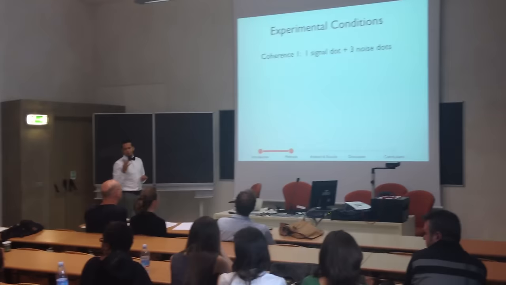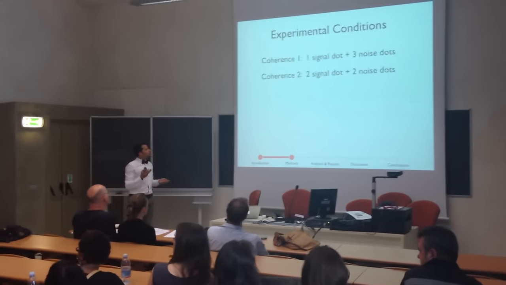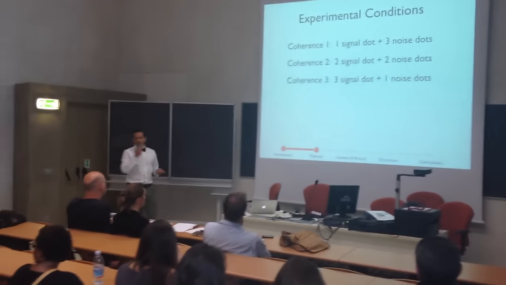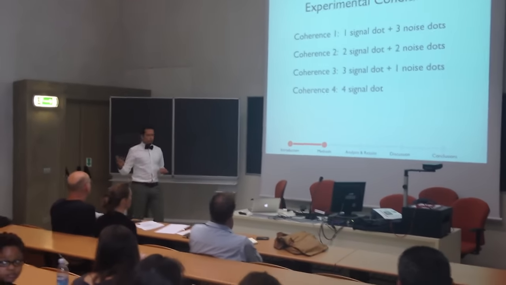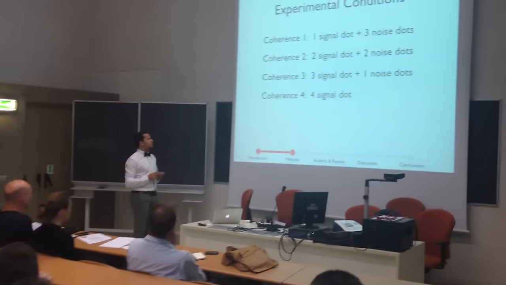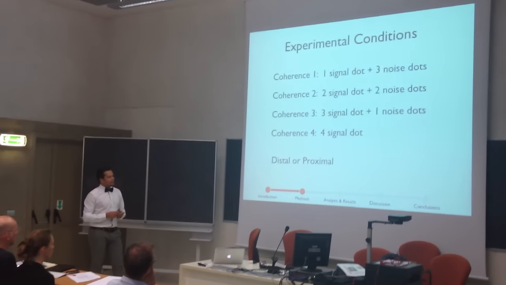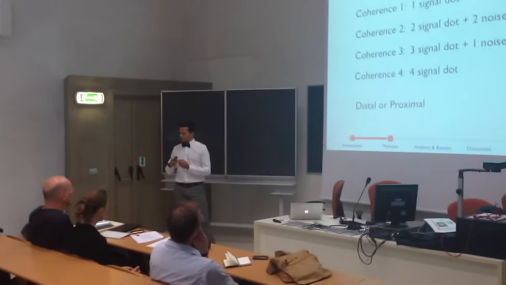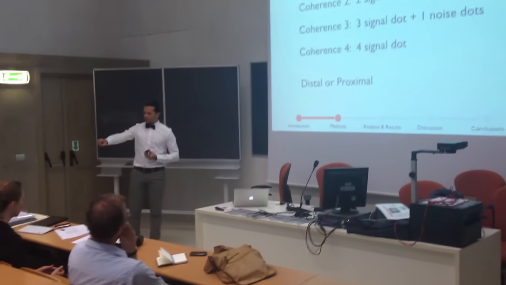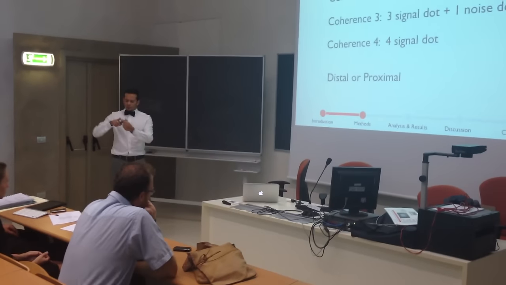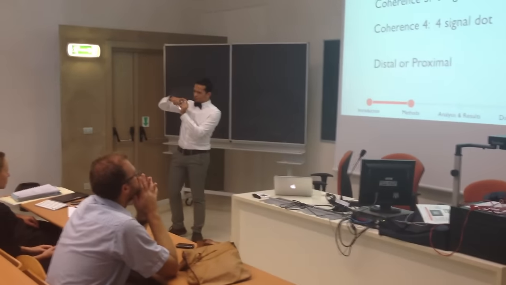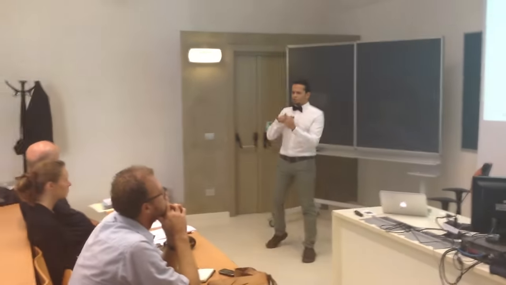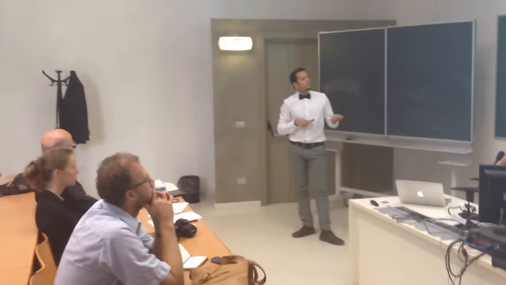So I had four coherence levels. The first coherence level: one signal dot, three noise dots, then two signal, two noise, three signal, and one noise, and then finally one coherence level with only signal dots. And the direction of movement was always either proximal to the subject, because the subject used the index finger, so we used the unit for the index finger, and the direction was either proximal to the subject or distant from the subject.